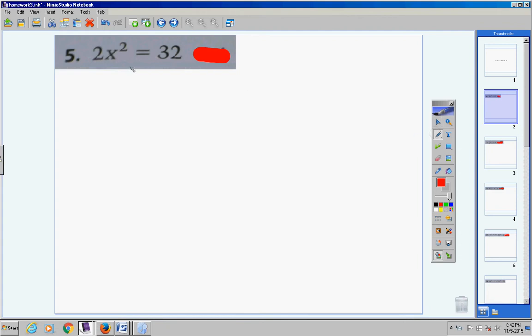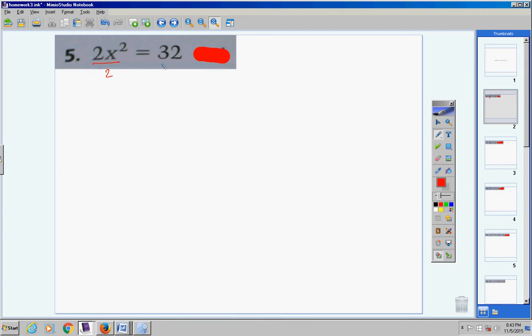Number 5. Step 1 is to simplify both sides. There's obviously nothing we can do to both sides. Step 2 is eliminate fractions. There are no fractions. Step 3, move all of your x squared terms to one side and all the other terms to the other side. Well, here's your only x squared term. Is it on one side by itself? Yes. Are all the other terms on the other side? Yes. So the next step is divide by the coefficient.